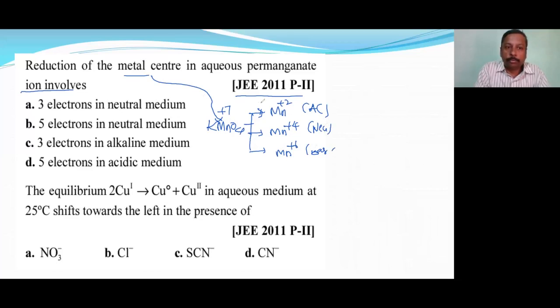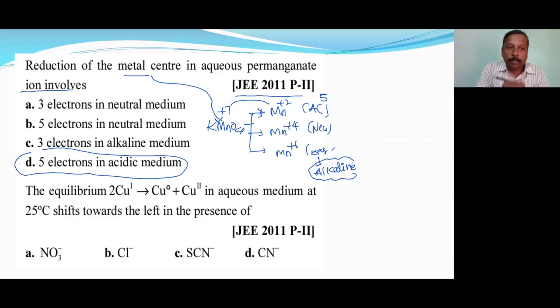So 7 to 2 means 5 electrons in acidic medium. 5 electrons in acidic medium, it is correct. Basic medium is also called alkaline medium. In alkaline medium, only 1 electron. In neutral medium, 3 electrons. So A is also correct and D is also correct.